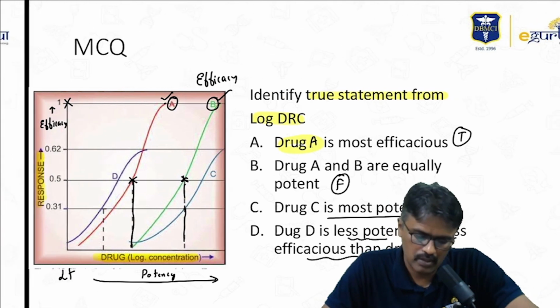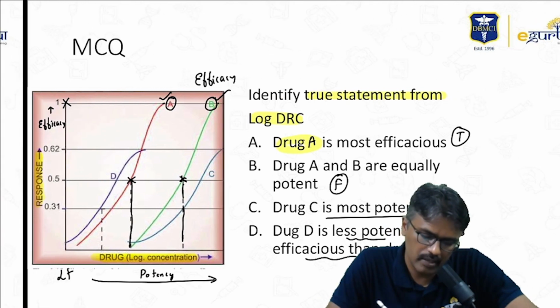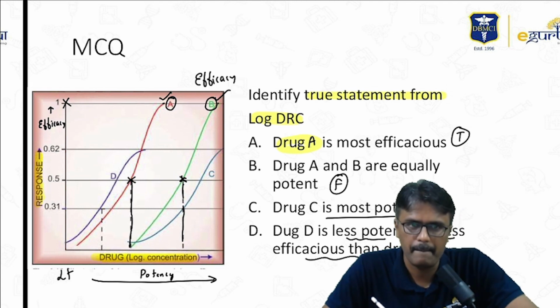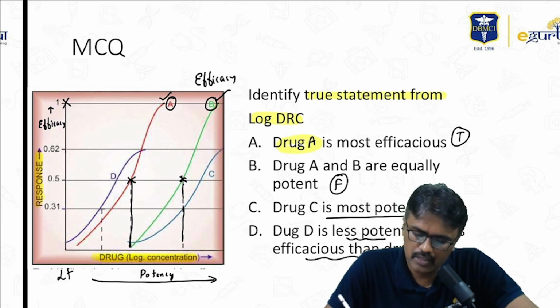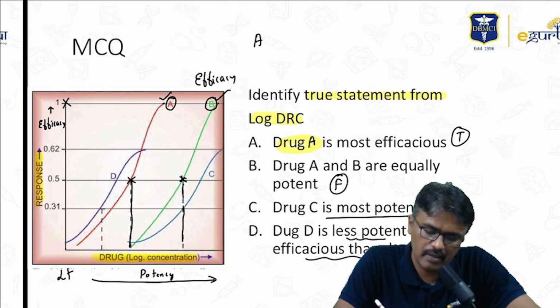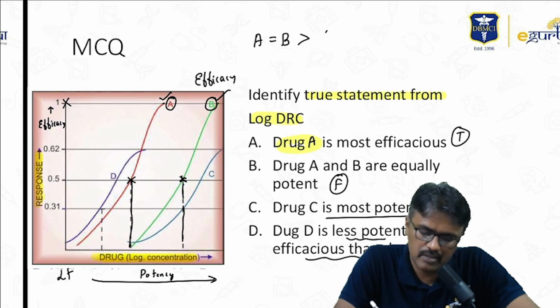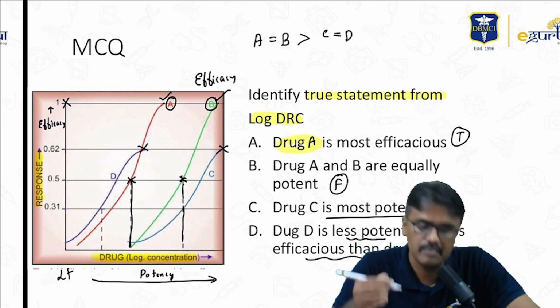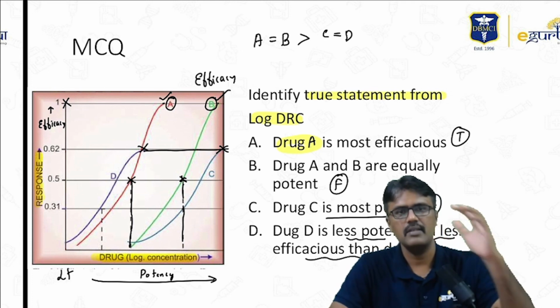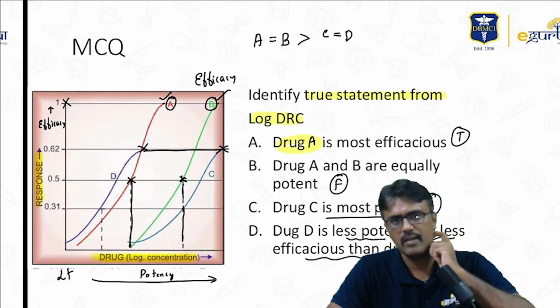So, is it so? Drug D is more potent than drug A, and it is less efficacious than drug A. So here the statement is false. Drug A is more potent than D. Suppose I write their efficacy: A and B are equally efficacious, and they are more efficacious than C and D. C and D are equally efficacious because they are achieving the same levels. So when I am talking about efficacy, I don't consider the dose at all.